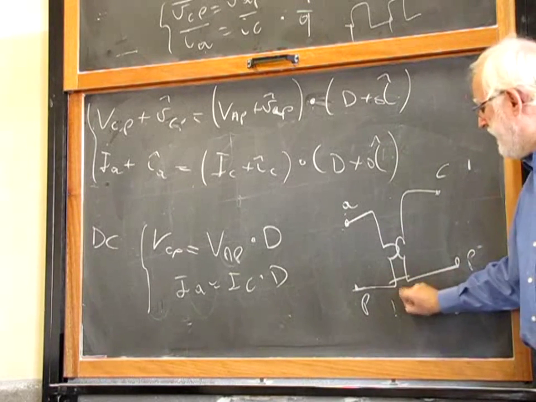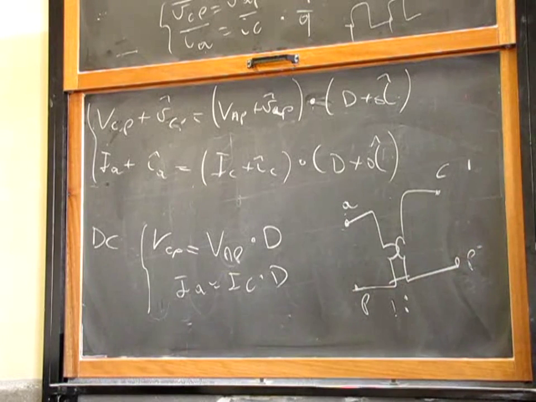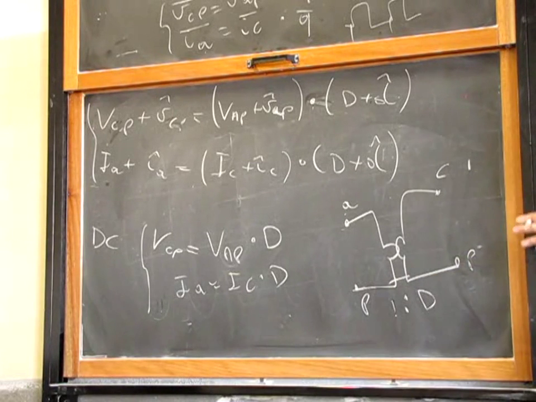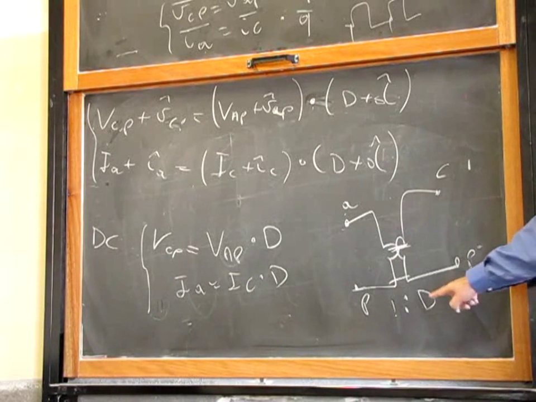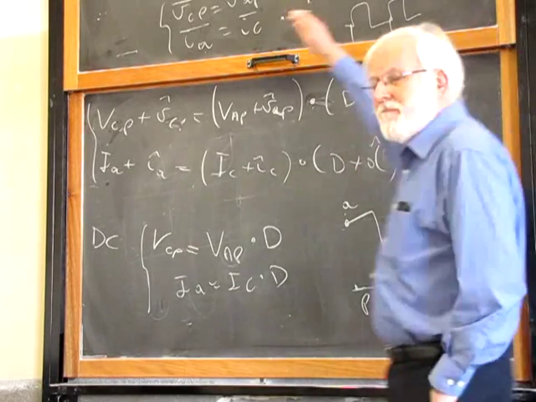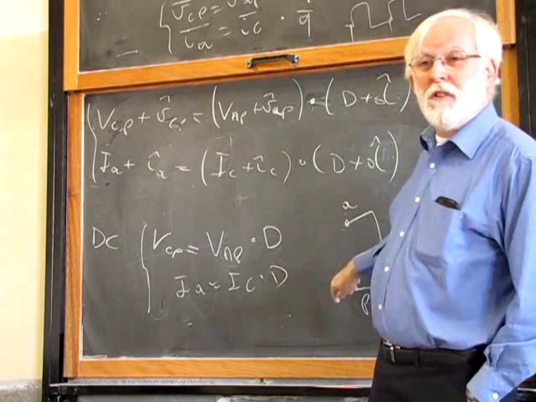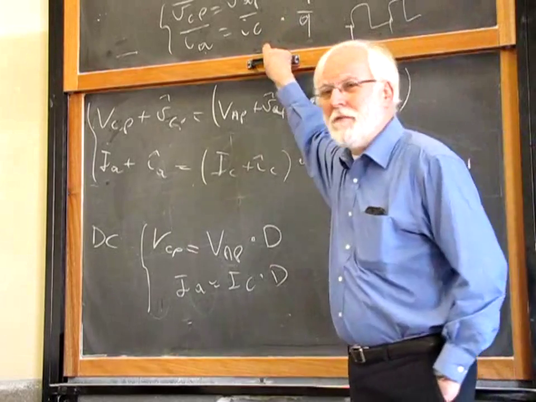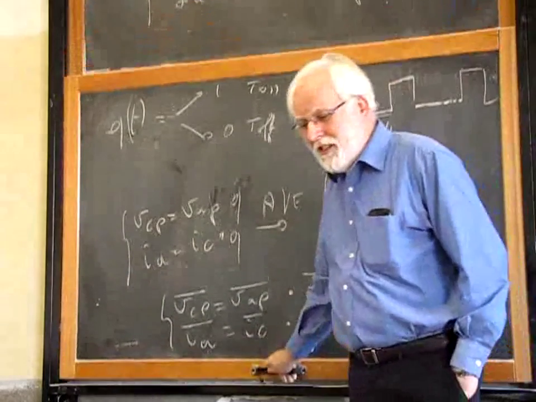And what's the transformation ratio? 1 to D. Variable or constant? Constant. So this is just a basic component we would like to have. This is a standard transformer. This is DC. It's linear because it has a constant ratio. Okay, we will use it in a moment. We will use it during the oral exam sometimes, because there will be a question using this model.